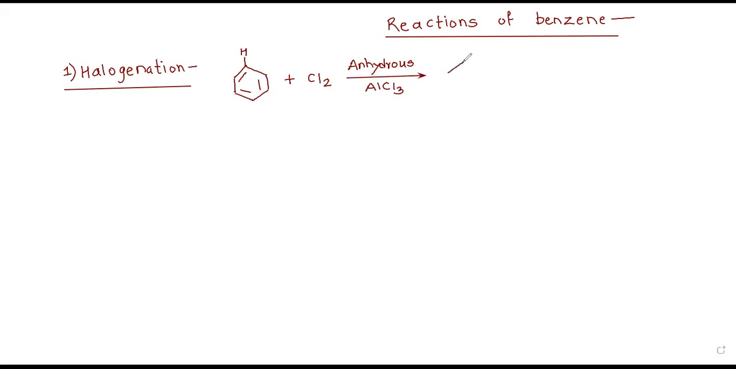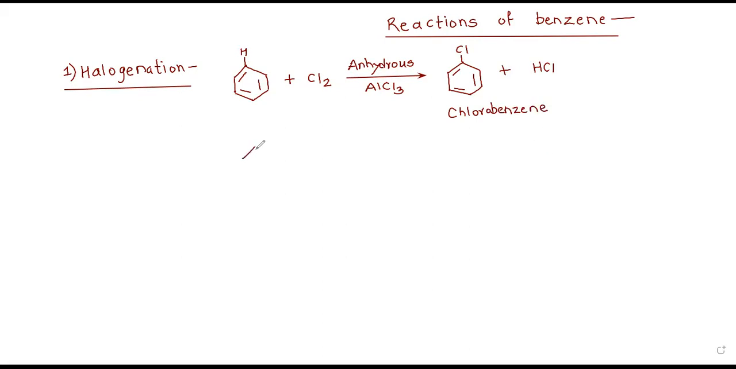Now the reaction is very simple. Just replace hydrogen with chlorine. This H and this Cl will go out as HCl. We will get chlorine attached to the ring. Name of the product: chlorobenzene.